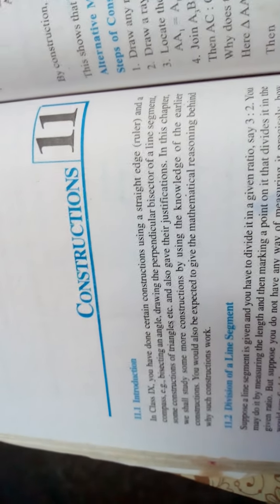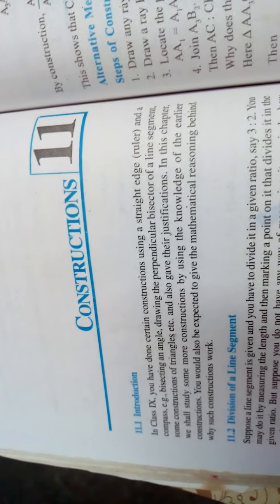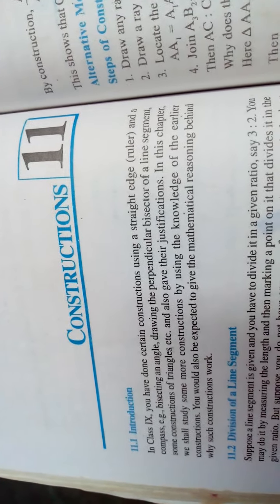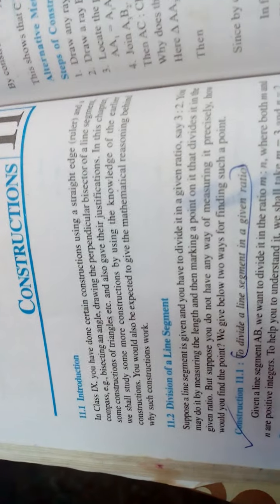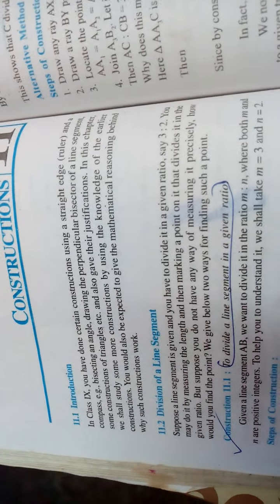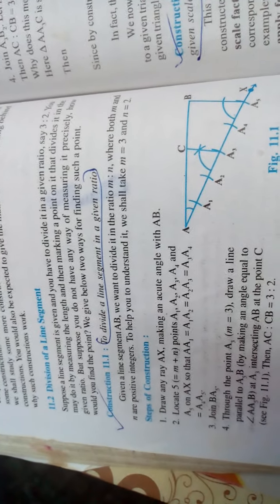First of all, in the construction chapter, when you start to study, you will take a pen, pencil, scale, compass and eraser. Without these, you can't do it. Each line you draw, you also construct. So the first construction of this class 10th is division of line segments.